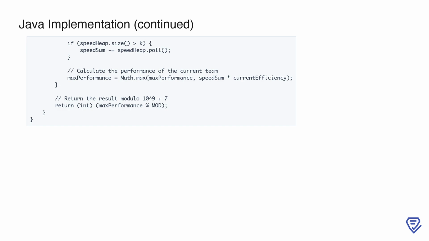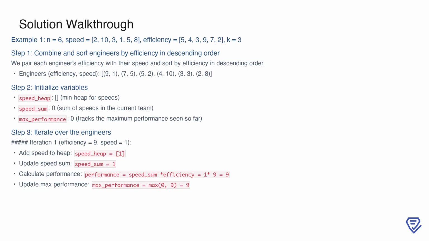sorting mechanisms. In this example, we're working with 6 engineers, each having a specific speed and efficiency, and we want to form a team of at most 3 engineers to maximize performance. To solve this, we start by pairing each engineer's efficiency with their speed. Then, we sort these pairs in descending order of efficiency.